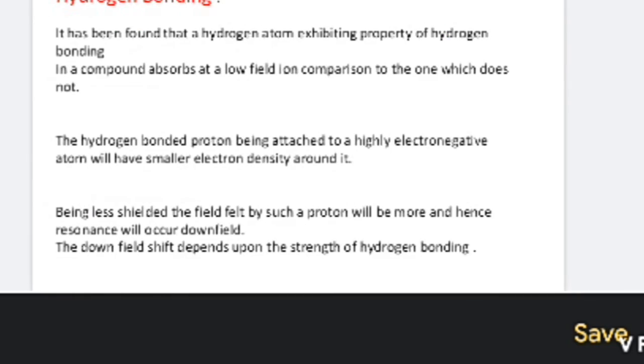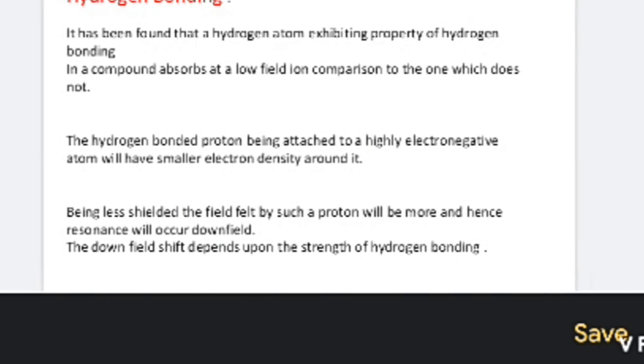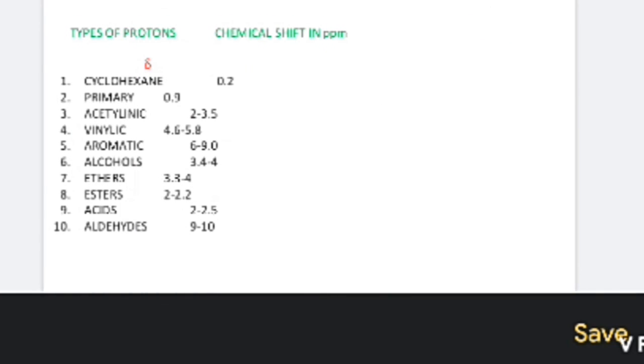By this I can conclude what is chemical shift and what is the important place of chemical shift in NMR spectroscopy. By this we can clearly understand the importance of chemical shift in NMR spectroscopy. Okay, thank you.